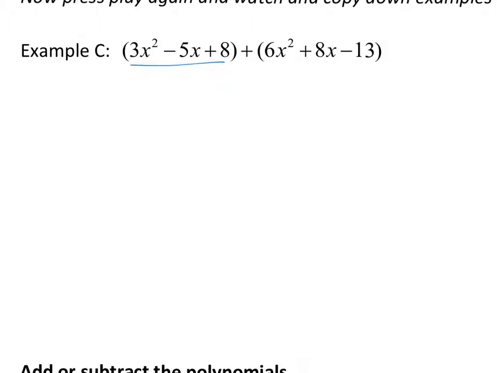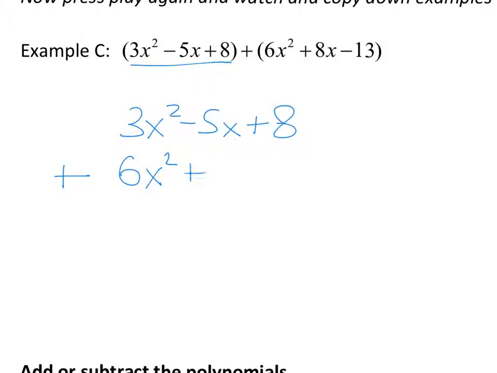So what we do is we copy the first one down. We go 3x squared minus 5x plus 8. And what we need to do is line up the like terms below it. Okay, we're adding, so I'm going to go plus, and then 6x squared lines up under the 3x squared. 8x lines up under the negative 5x, and I just keep the plus there. And then minus 13 lines up under the plus 8. So I lined up all my like terms. The x squareds, the x's, and then the constants.